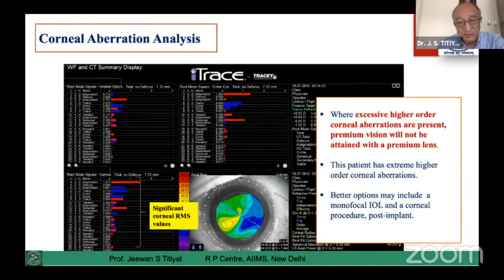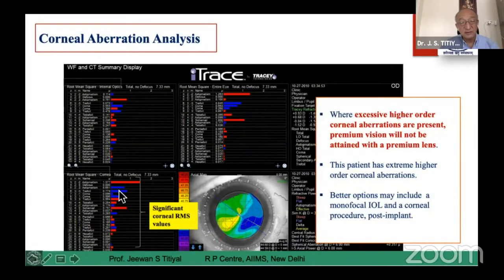So this is a different patient where you can see the cornea is totally aberrated, with multiple red, yellow, and blue bars, and significant RMS values. So this patient would require a procedure which takes care of the corneal aberrations.